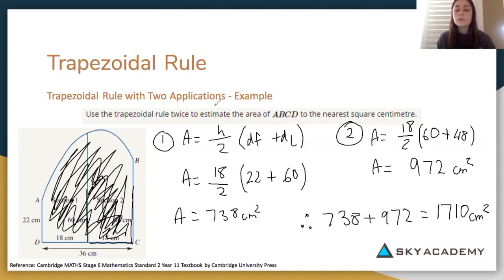You just use the formula, which is h, which is the distance between the parallel sides, on 2 times the distance of the first parallel side plus the distance of the last parallel side. And once you have got your formula, you sub in information into the formula to solve for the area.